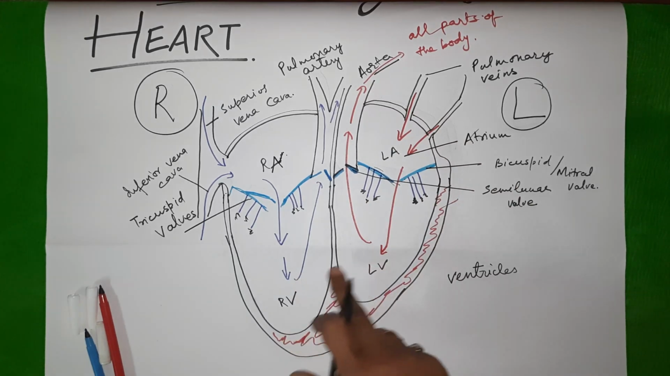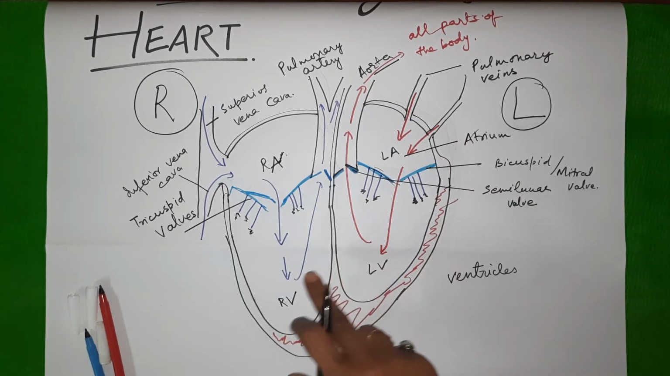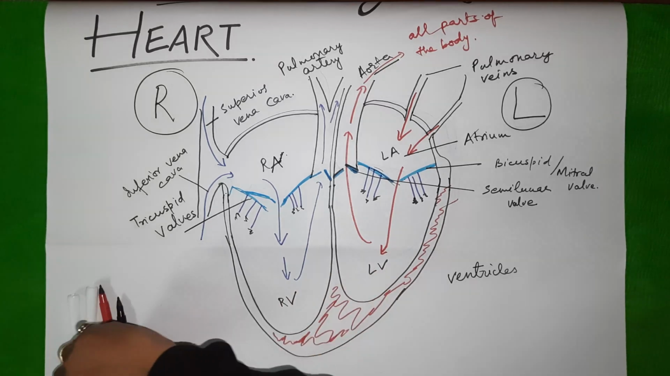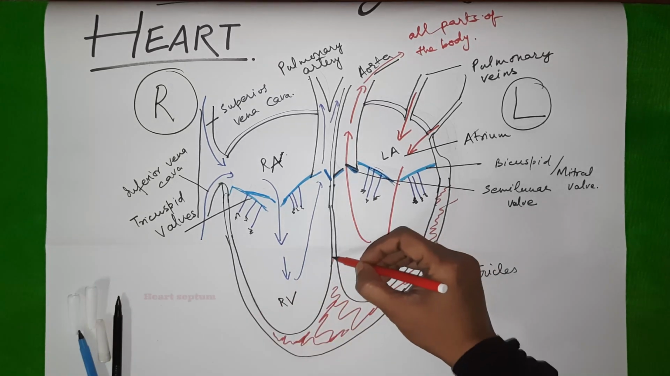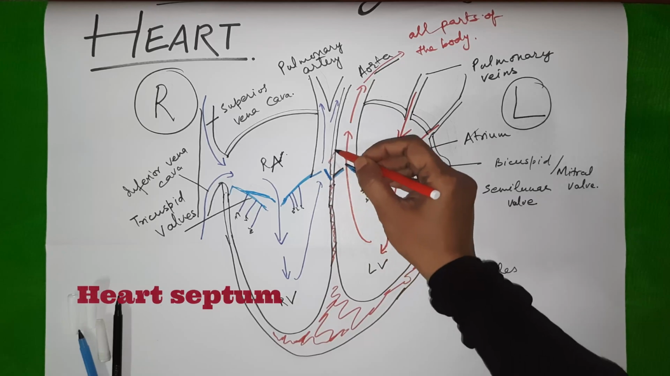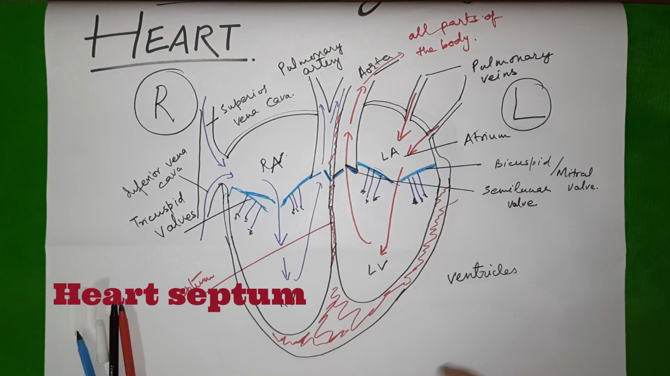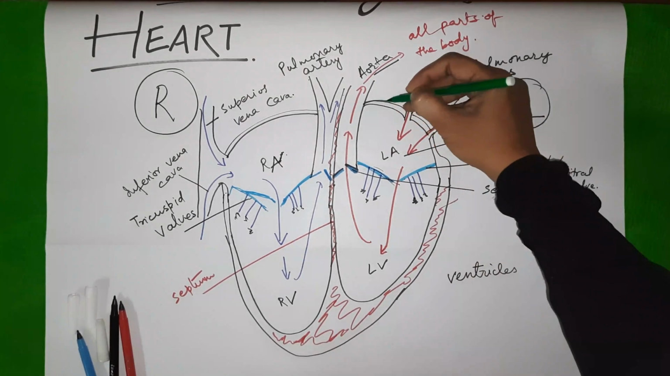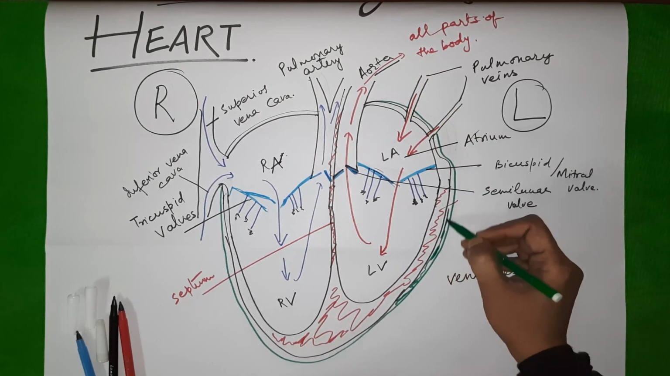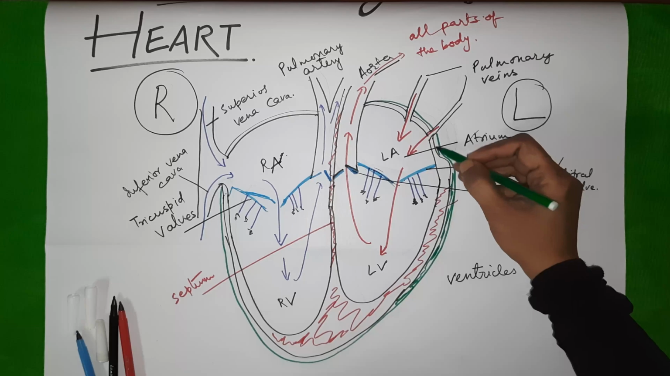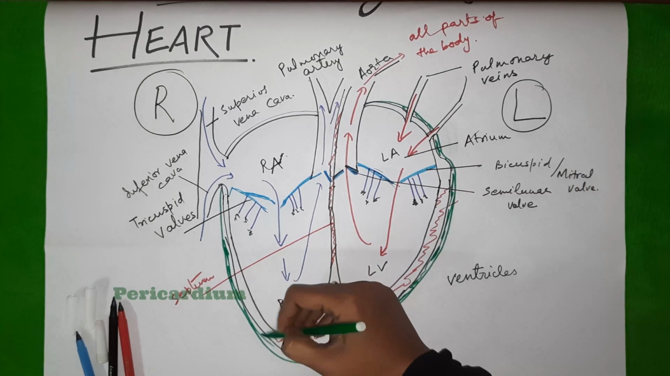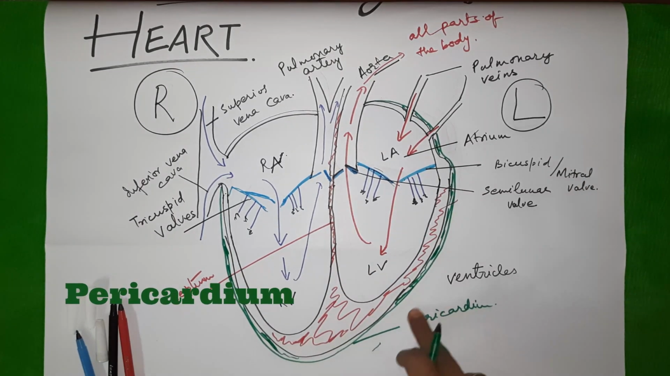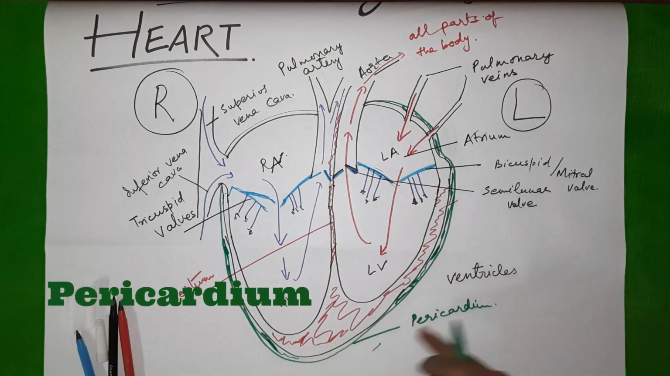Another thing, the left and the right sides of the heart are separated with a muscular wall, and this is called the heart septum. Now one more protective thing about the heart is that it is bounded with a protective membrane made up of fibrous tissues called the pericardium. Pericardium means it is covering the whole heart. Okay, and cardium is related to the heart.